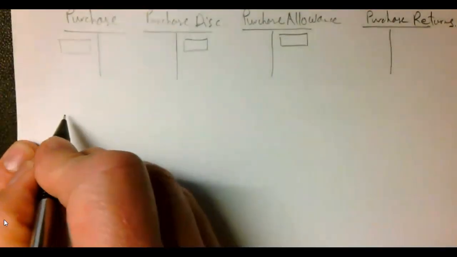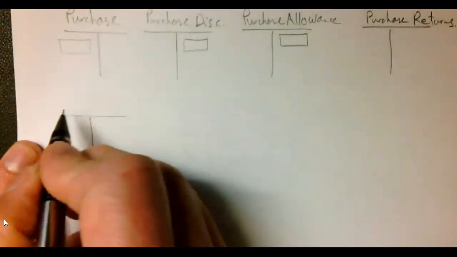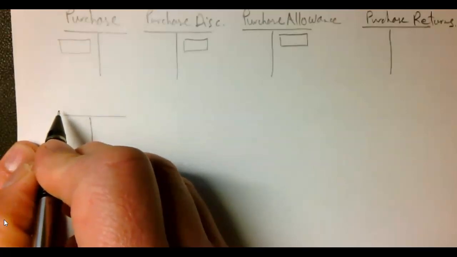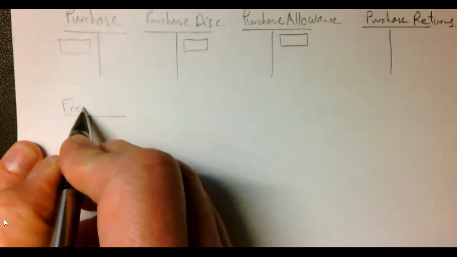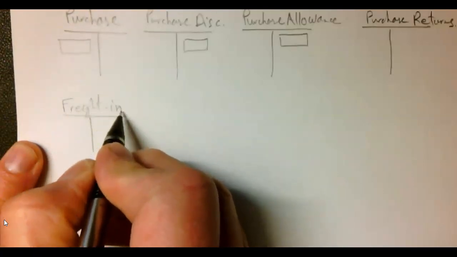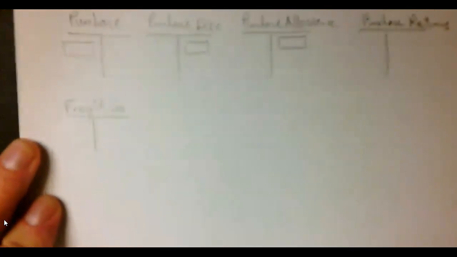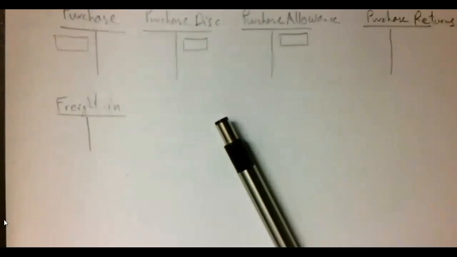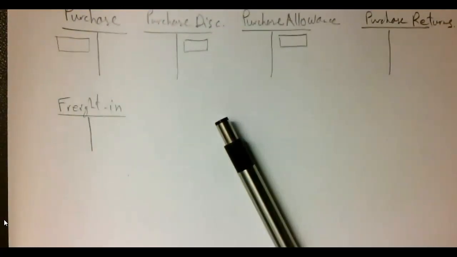Also, you have, what is the other one? Freight in. Freight in is the shipping that you pay for the purchases of the inventory, right? So you have to record that. What else do we need to close? Freight in needs to be closed, purchase discount, purchase allowance, purchase discount lost.